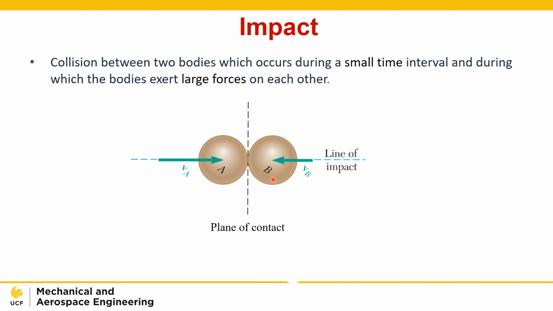If the velocities of the two particles are directed along the line of impact, the impact is said to be a direct impact. The example shown here is an example of a direct central impact where the velocities of particles A and B, VA and VB, are directed along the line of impact.